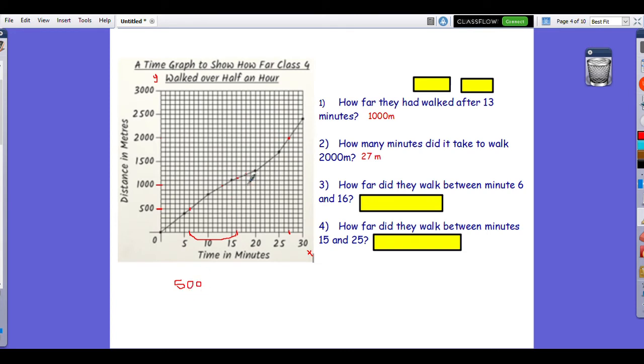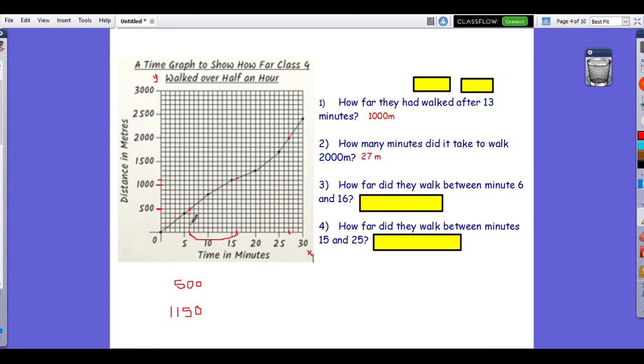And then where it finishes here at minute 16, that is almost 1,100 because it's here, but if I want to be really particular, it's ever so slightly above. So I'm going to call it 1,150. Now when you work this out, you might have just called it 1,100. That's allowed as well. I'll give you a little bit of leeway on this one.